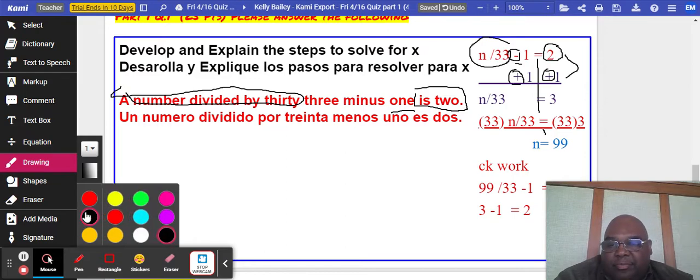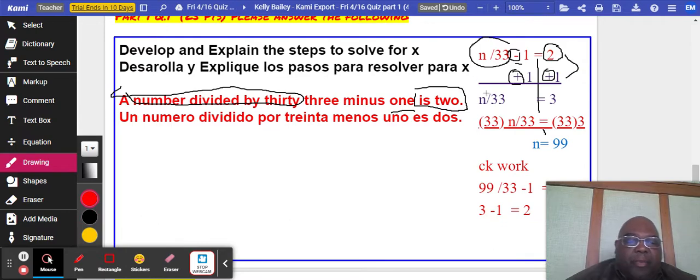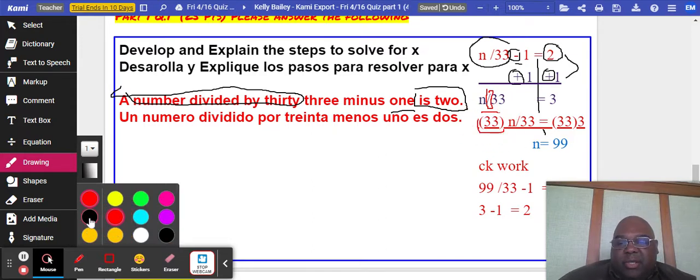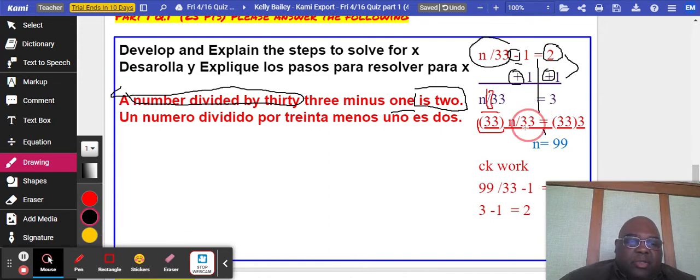My next step is I have to do the opposite of division. I'm dividing, and the way I do the opposite is I have to multiply. I multiply both sides by 33. And what happens is this 33 on the bottom crosses out with this 33 on the top, and I'm left with just n. 33 times 3 is 99.